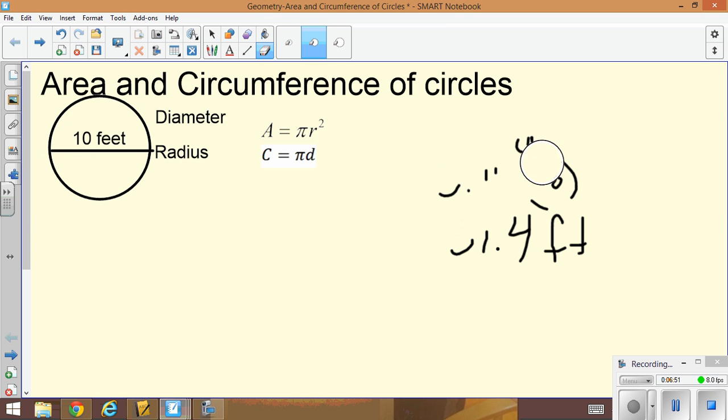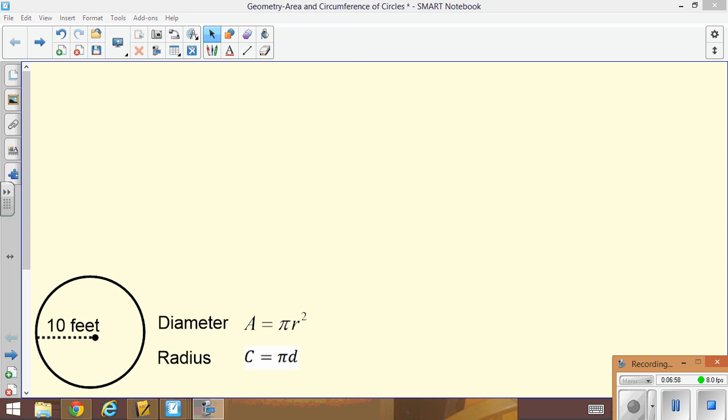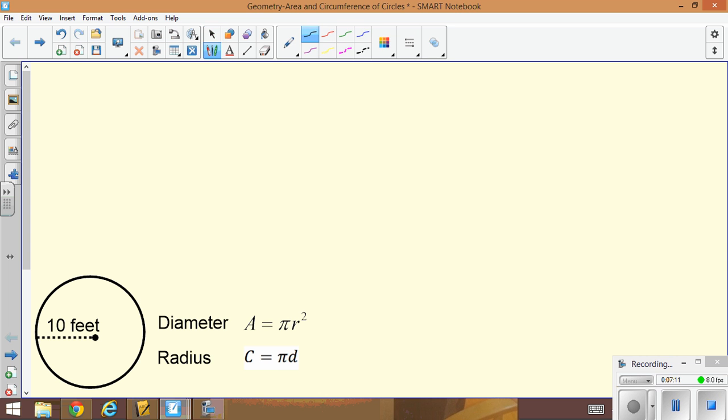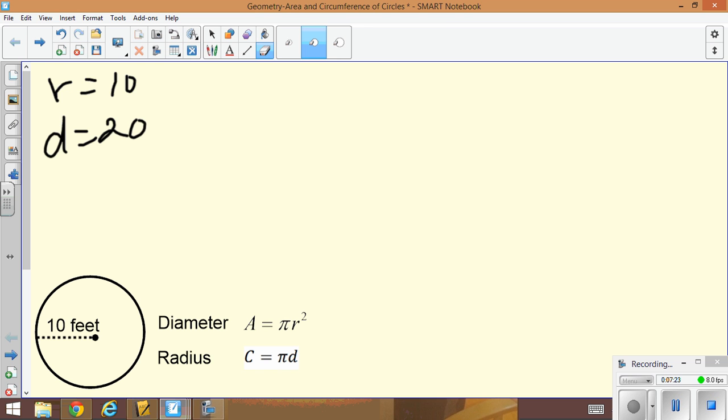So for the next few examples, I'm just going to go through and show you how to find area and how to find circumference. Okay, so for this next example, we have a circle with a radius of 10 feet. So what I'm going to do is write radius equals 10. So that means diameter must equal twice the size, or 20, because the diameter would be the full line across. Okay? So I'm going to do area first.